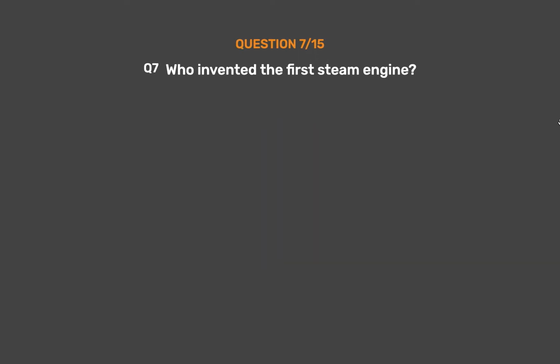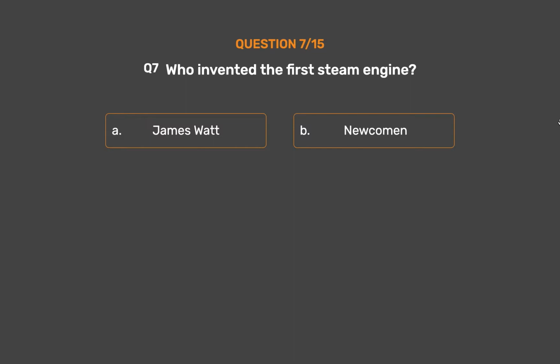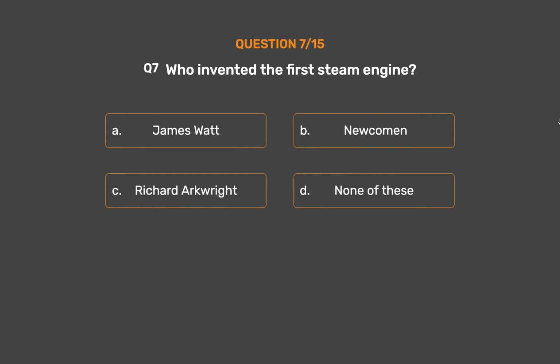Question number 7. Who invented the first steam engine? Option A. James Watt. Option B. Newcomen. Option C. Richard Arkwright. Option D. None of these.